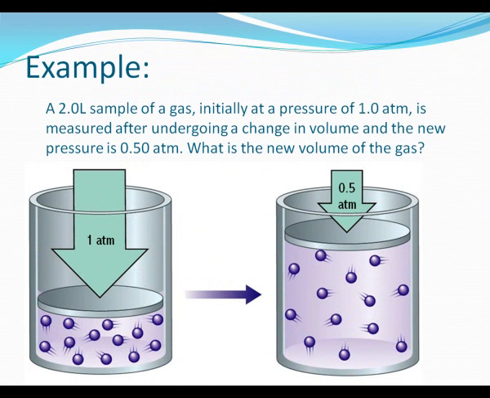So here's sort of pictorially what happens. The 1 atmosphere pressure becomes a half an atmosphere. You notice the number of particles, again, hasn't changed, but now, since the volume is larger, the number of collisions with the walls of the container will be less.